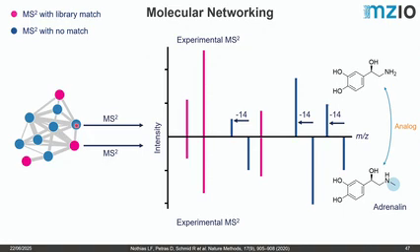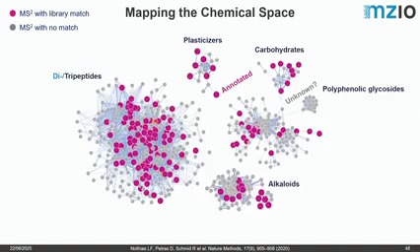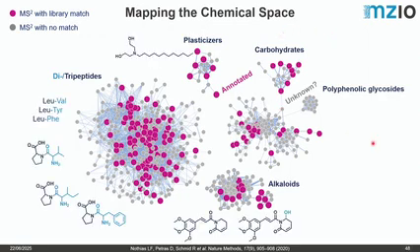For example, by this one, we can then map the chemical space. We can have our annotated compounds here in pink, and we can have all the unknowns that we don't actually know what it is at the moment, but we can basically say, okay, because it's so closely correlated with, for example, the terpenes or plasticizers or carbohydrates, we could basically propose, okay, this might be similar compounds.